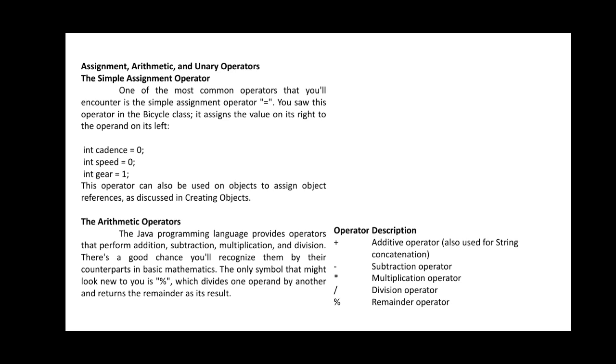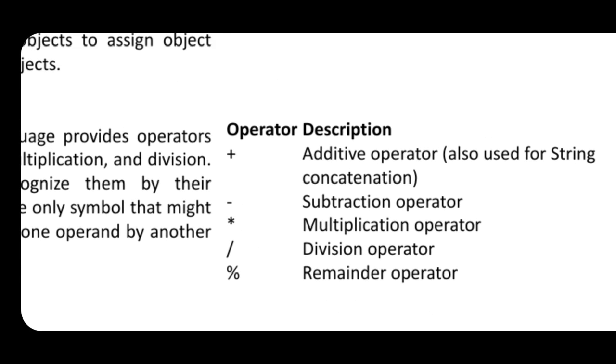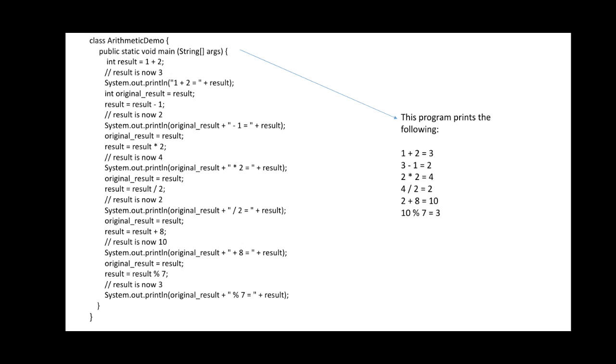The arithmetic operators are those which are used to perform addition, subtraction, multiplication and division operations. These are the different types of operators here. The plus operator is used for addition. Minus is used for subtraction. The multiplication operator, the asterisk mark, is used for multiplication. Slash is used for division. Then we have another one, the modulus operator, which is used for getting the remainder of the operands. So this is called what?